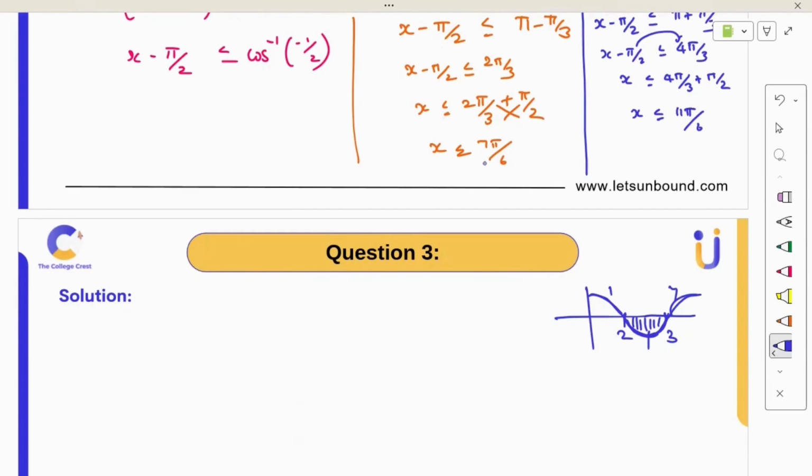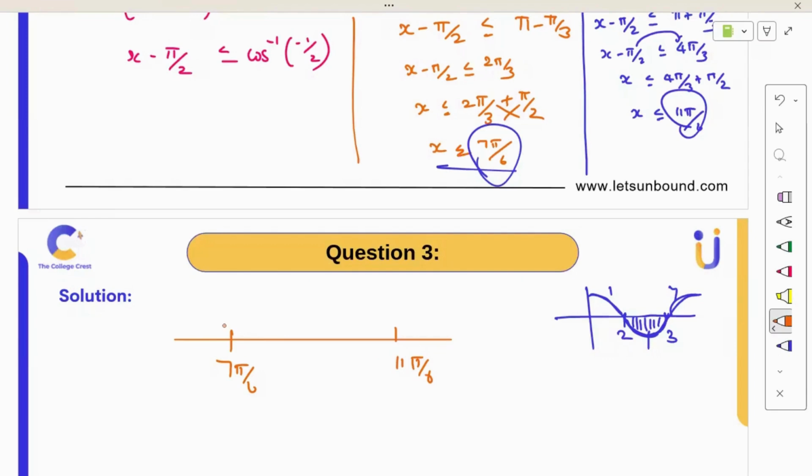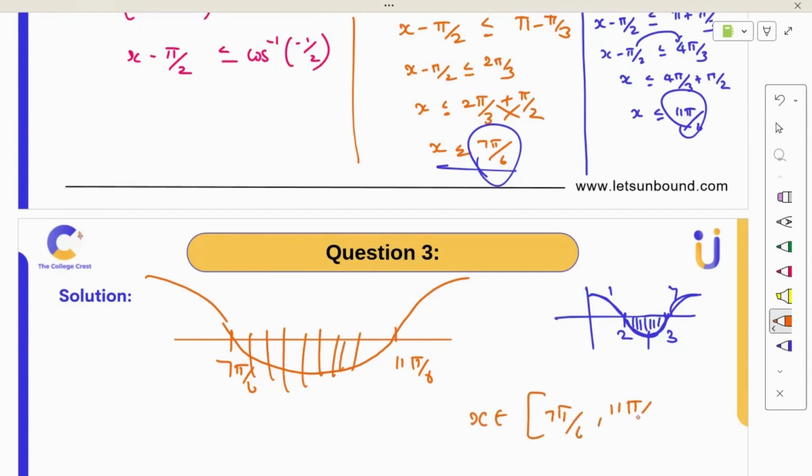So though you got values like this, which one is apt? We should pick it from here: 7 pi by 6 to 11 pi by 6. Cos will be negative, meaning here it becomes negative, like below the x-axis. So this region is your answer. So x belongs to 7 pi by 6, comma, 11 pi by 6. That's simple. This is the answer.